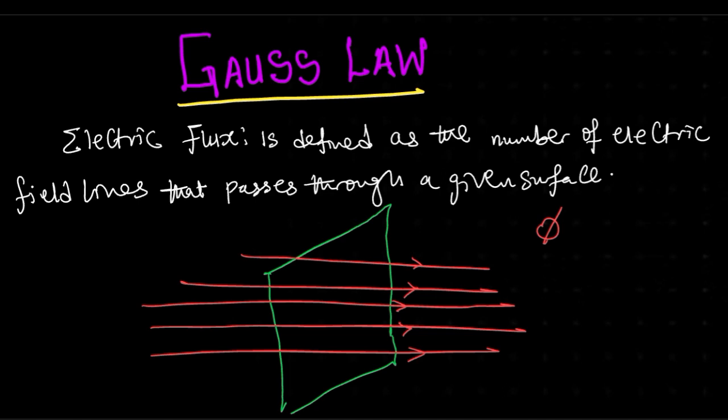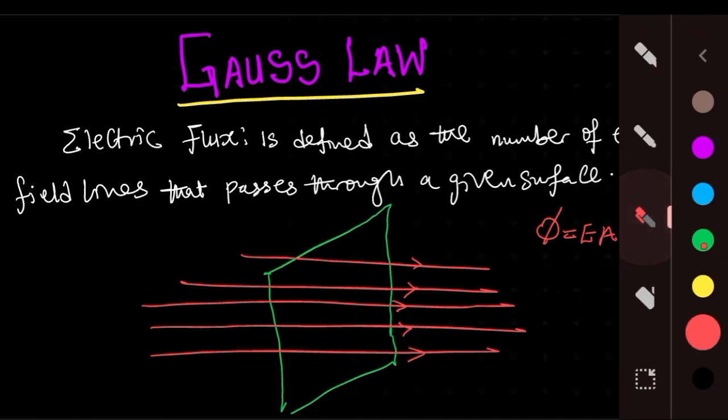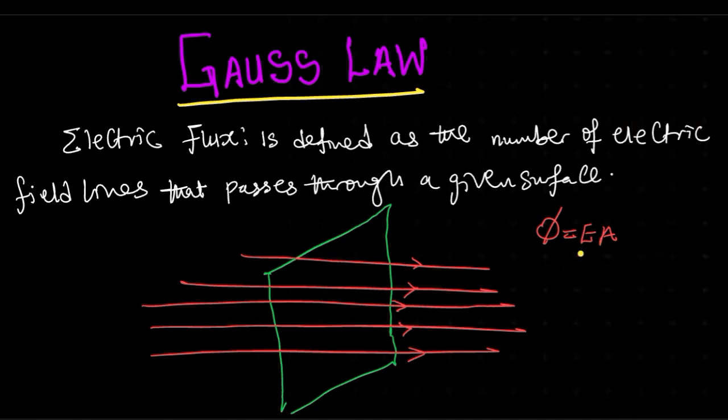So we can recap that electric flux is the number of field lines. And what is field? Talking about intensity, that is E, passing through a given surface. That surface, talking about what? Area, A. So that means electric flux can be calculated by the formula E, that is the field, times the area.